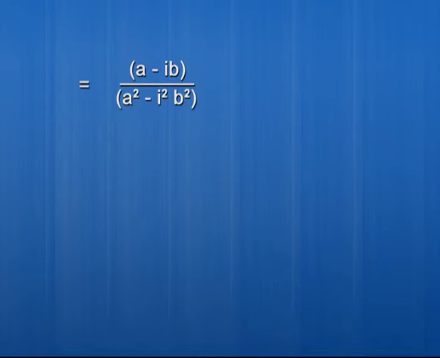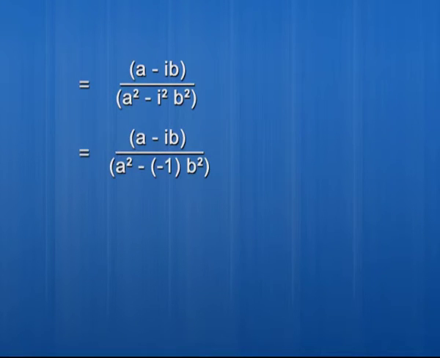Now in the next step we put the value of i square as minus 1, and when we solve all this, finally we get a minus ib in the numerator and a square plus b square in the denominator.